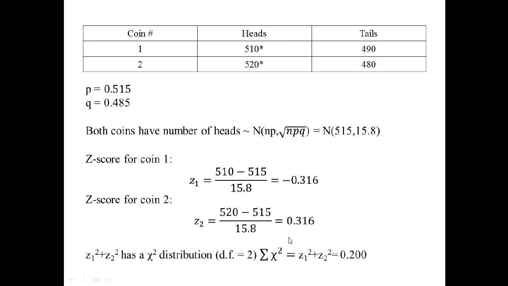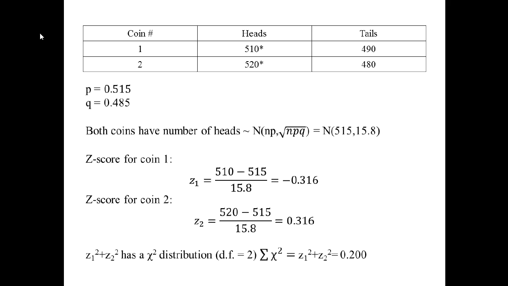So now how do we calculate the sum of chi-squares? Well, we notice that each one of these z-scores, z1 and z2, if I define this quantity, z1 squared plus z2 squared, since each of z1 and z2 follows a standard normal distribution, which we've established a few minutes ago, then this random variable here has a chi-squared distribution with 2 degrees of freedom, just because I have two instances from the standard normal being squared and then summed together. So that means our test statistic, the sum of chi-squares, is equal to negative 0.316 squared plus 0.316 squared, which is equal to 0.200.